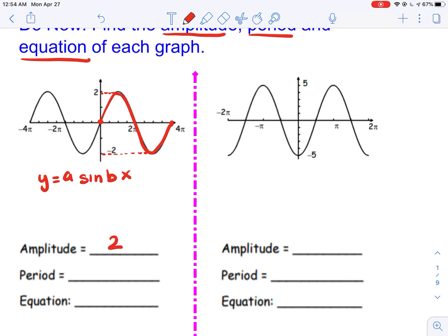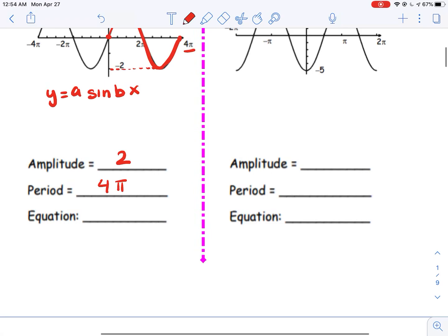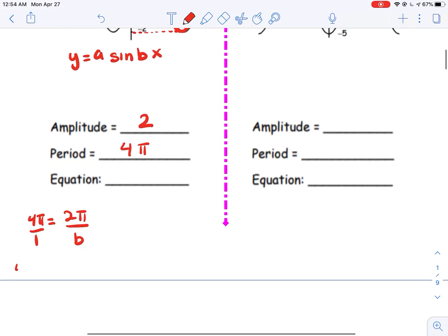What's our period? Well, the period is the length of one full cycle. So we can look at this graph and we see if we follow our cycle all the way through, it ends at 4 pi. Okay? So now we have to come up with our equation. What are we missing? Well, we're missing our b value, but we can always solve for the b value given our period. Because remember, period is equal to 2 pi over b. So if we substitute our period length, we can now solve for b.